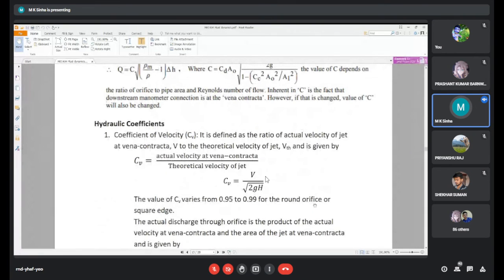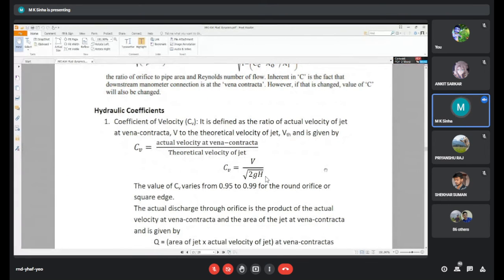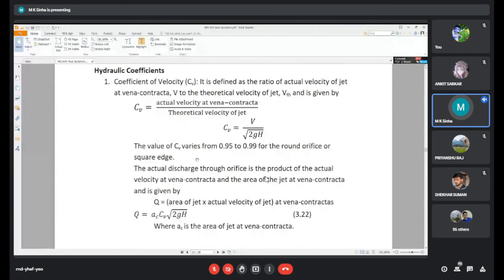Coefficient of velocity is nothing but the ratio of the actual velocity of the jet at the vena contracta to the theoretical velocity of the jet. Given by Cv equal to V over root under 2gh, which we got from the relations for the theoretical velocity. And Cv, this is important. You must know roughly these data, not exactly, but roughly you must remember. That will help you in numerical problems, sometimes when not mentioned, and in viva voce.